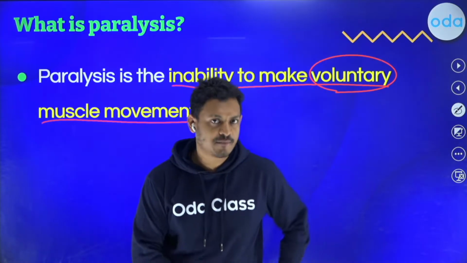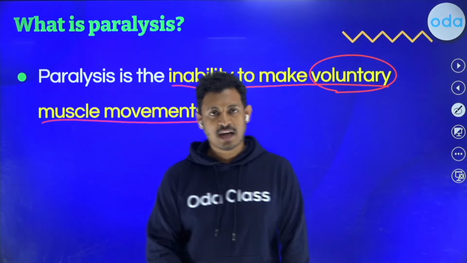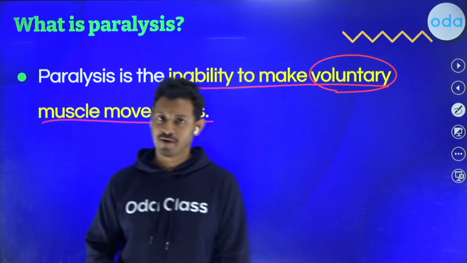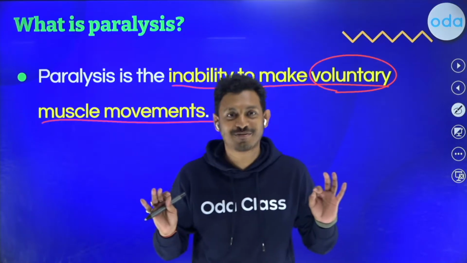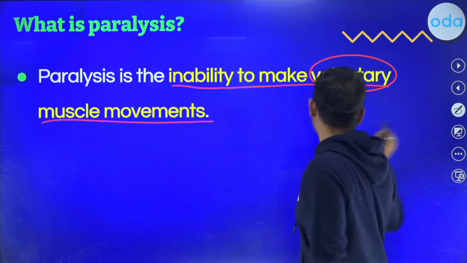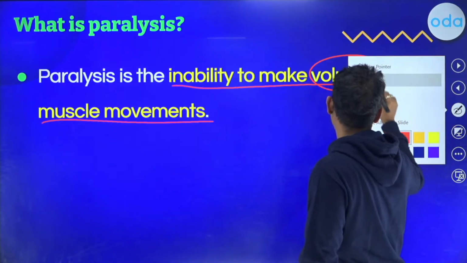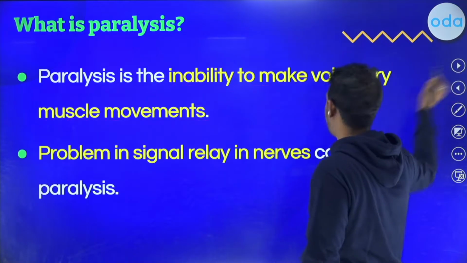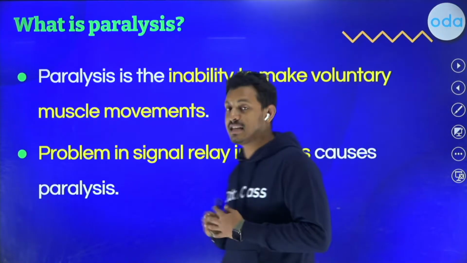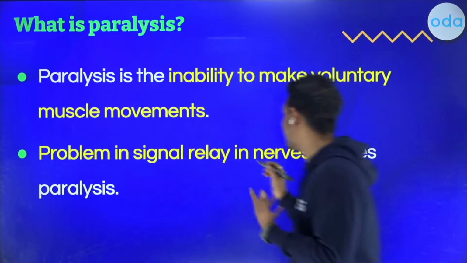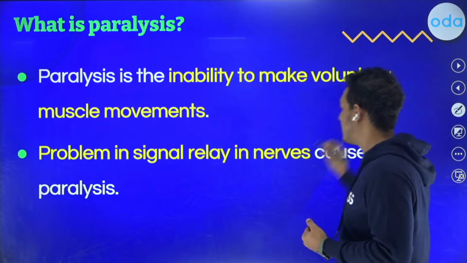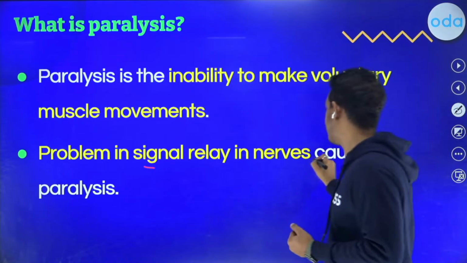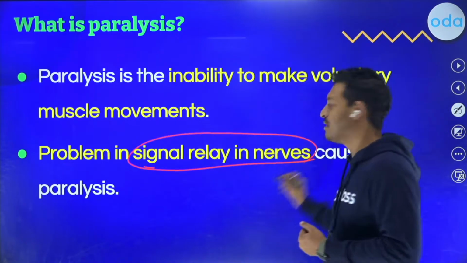Maybe you have paralysis somewhere. Let's just take a leg. Now, you cannot use this leg. You'll have to keep on dragging it, because that part of your leg has no connection with your central nervous system, which is a big problem. One more thing you need to remember is that in paralysis, there will be a problem in the signal relay of your nervous system, because your nervous system is more like a wiring.